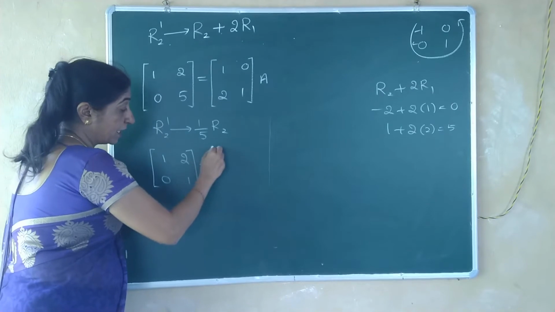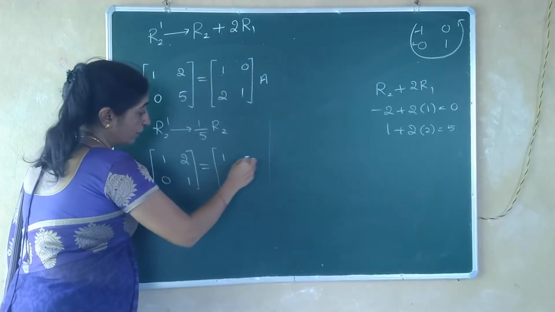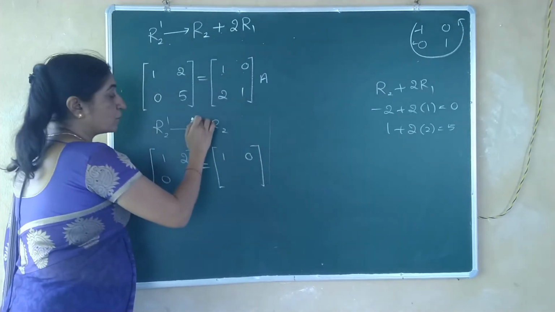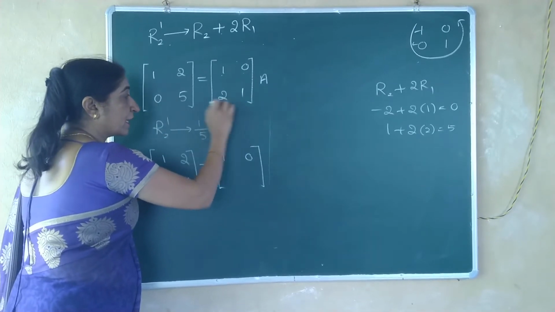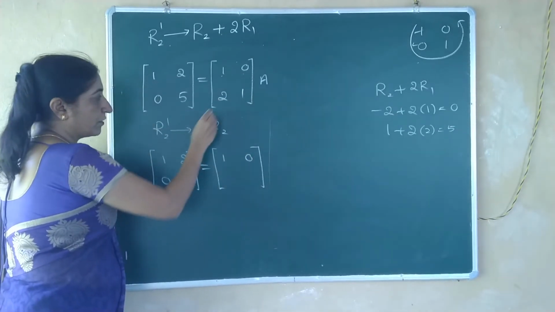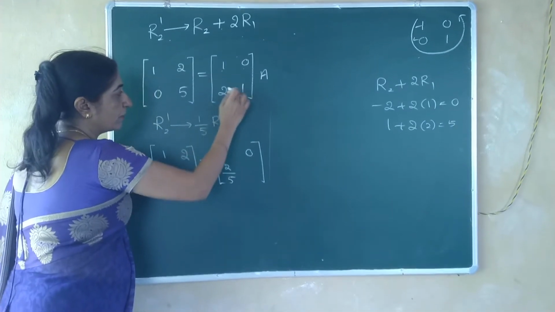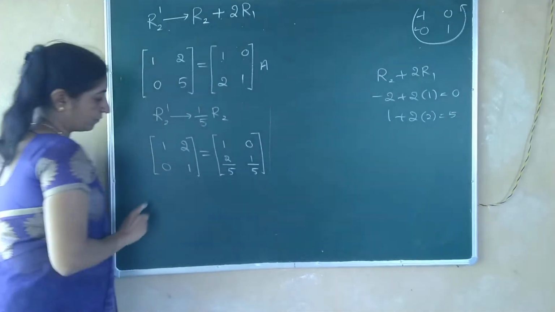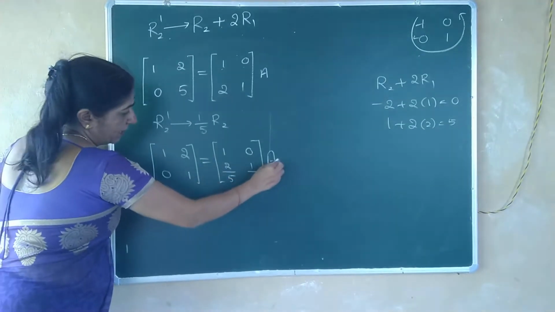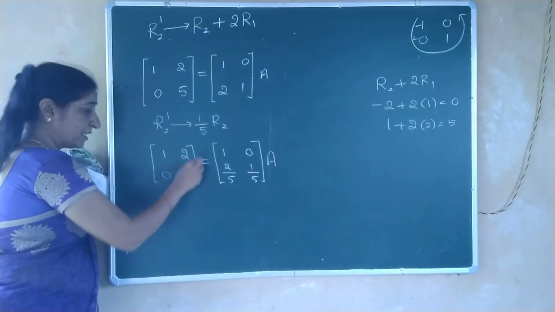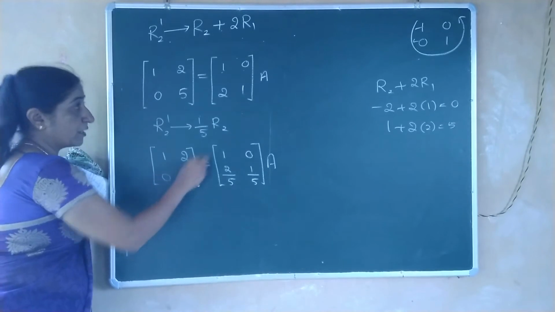Remember, only second row element. That's why I kept first row element as it is. Next, 1 by 5. Each element of second row is multiplied with 1 by 5. 1 by 5 into 2 is 2 by 5. 1 by 5 into 1 is 1 by 5. Don't take any tension about this. Just go on changing this value. So 1, 0, 1. We converted.